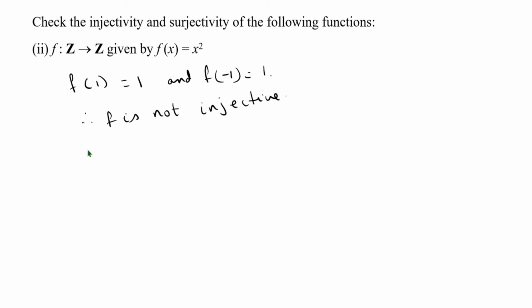Now we have to see whether f is surjective or not, that is, whether f is onto or not. We take the integer minus 1, which belongs to Z but does not have a pre-image. Therefore f is not onto.